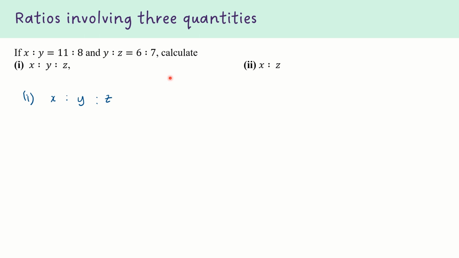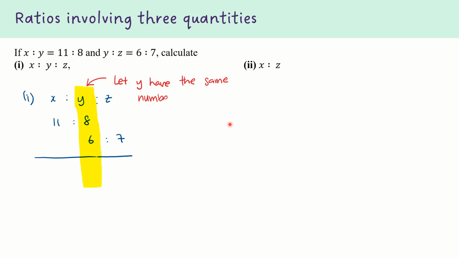Okay, put in the structure in place first. Then we put in our 11:8, which is the ratio of x is to y. And then in the next line, we put in our 6:7, which is the ratio of y is to z. We observe that y is actually the common quantity over here. Because y is the common quantity between the two ratios that we have been given, we let y be the same number of units since it is the common part of both ratios.